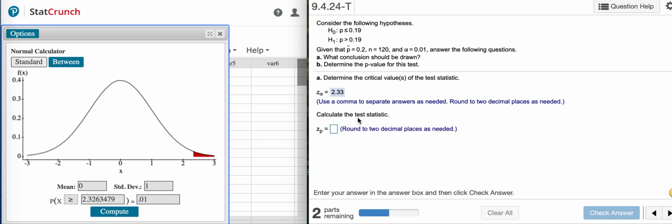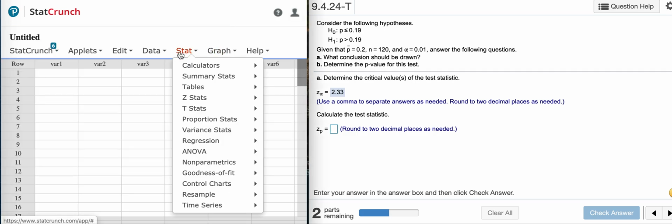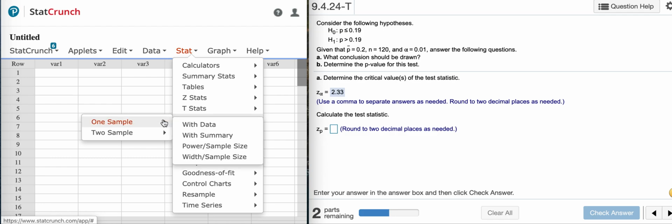So calculate the test statistic. Here I'm actually going to run the test. So let me close this. I'm going to run the test. Since I am doing a proportion test, go down to proportion stats, one sample test, and I have the summary statistics.